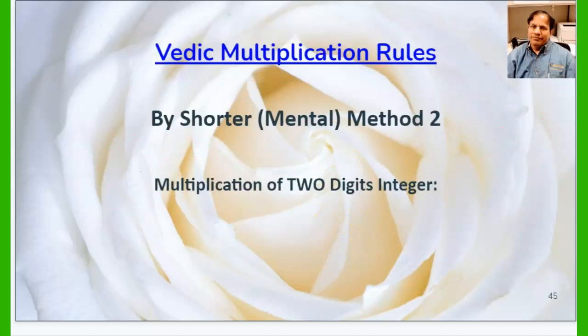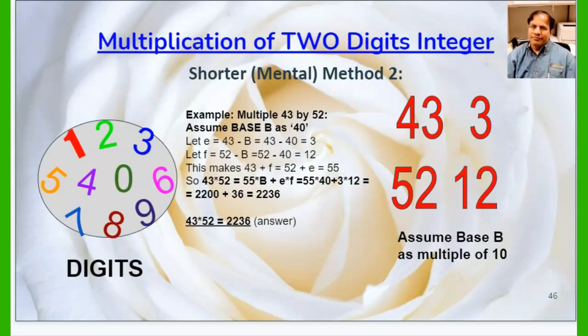We continue with the multiplication of two-digit numbers by method 2, which I call a mental method, which means you could do it in the mind without a piece of paper, but I suggest using a piece of paper. And this is a shorter method compared to the previous one. Take an example of two-digit numbers and use method number 2, and the example is 43 times 52.